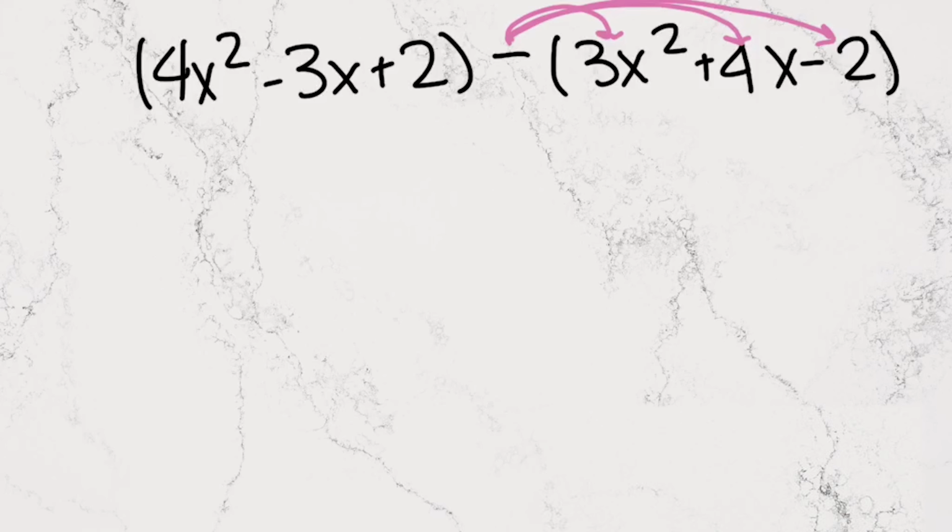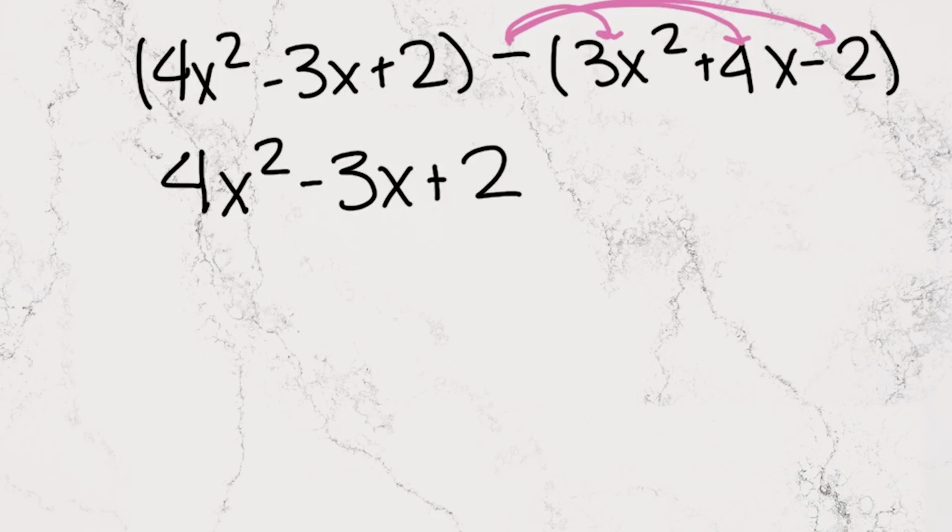But this time I'm multiplying a -1 and not a +1, which means my numbers are going to change their signs. Now my first trinomial is going to remain the same, so we're going to just carry it down. But now I have a -1 times my 3x squared, which is going to give me a -3x squared. Then I have a -1 times a +4x. That's going to give me a -4x.